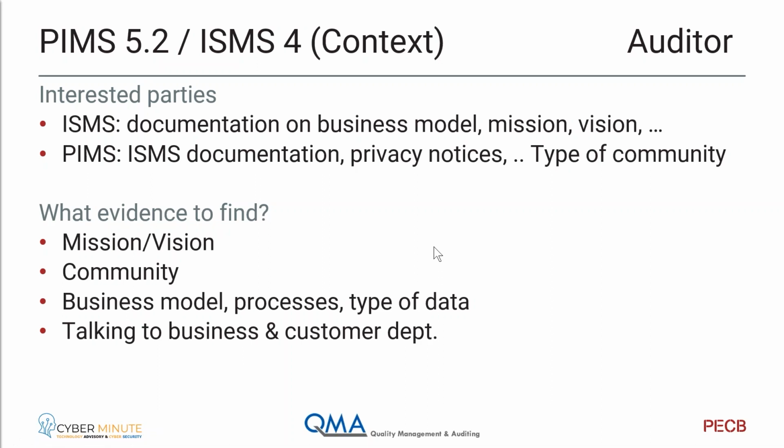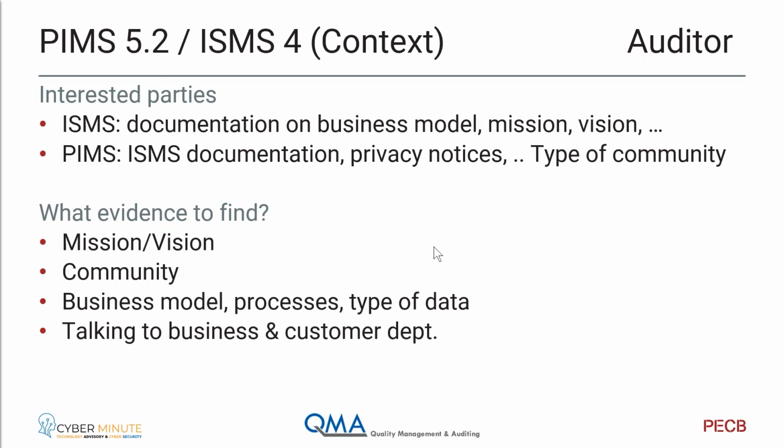In the context analysis, we don't only look at interested parties, but also at internal and external issues that can have an effect on your ISMS or your PIMS. This could be legal requirements like GDPR, for example. It could be fines that you can get from a regulatory authority or even from your customers when you have non-compliance. So as Peter already said, what evidences do we look for? Mission, vision. We need to know where your company is going with this ISMS or PIMS. What does management expect from it?